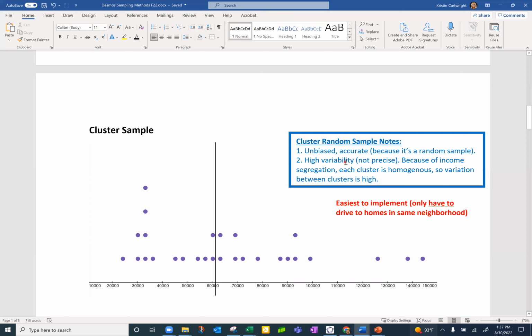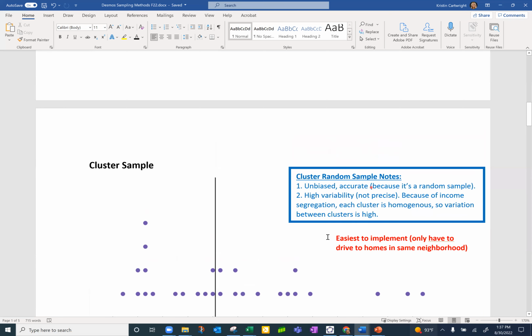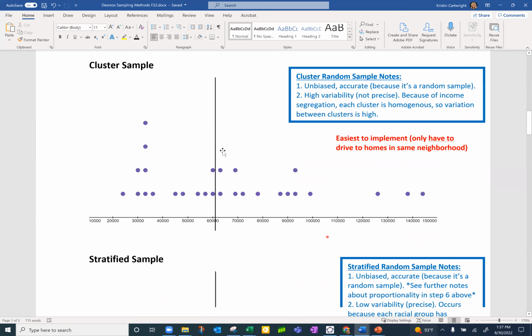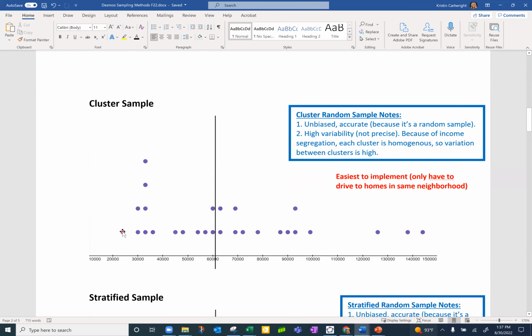But it does have high variability, which means it is pretty spread apart. Like, again, like the original one, remember the red one, how spread apart it is? This one, again, is pretty spread apart. You can see it's as low as like 25,000 and as high as 150,000. So it's not really clustered around that true average right there.